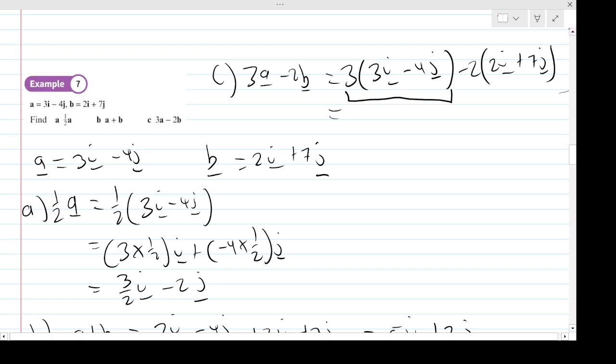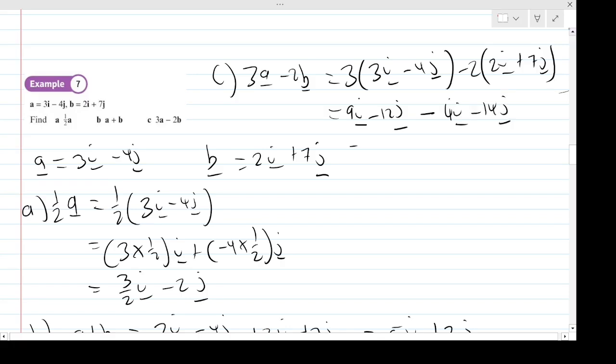It's basically like i and j is just like normal algebra, right? So how we expand the bracket is as we expect. So firstly, 3 times 3i, that's going to be 9i. Then 3 times minus 4j would be minus 12j. Then we're subtracting this, right? So then we expand the bracket, 2 lots of 2i add 7j. But 2 times 2i would be 4i. So subtract 4i. And then minus 2 times 7j would be minus 14j.